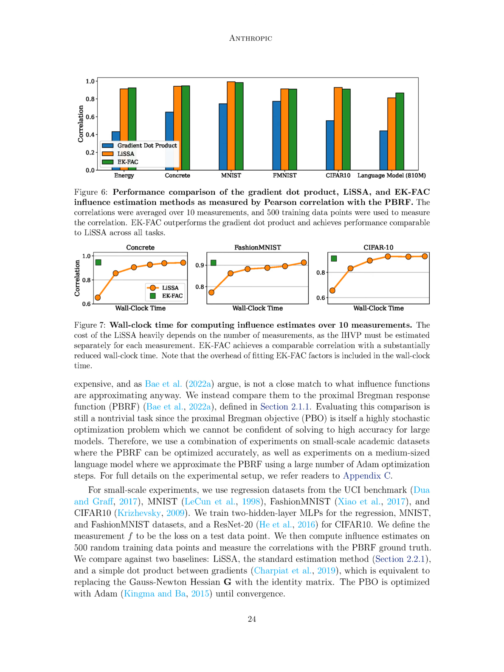This speed advantage of EK-FAC stems from the fact that it only requires matrix multiplications to approximate the Inverse-Hessian-Vector product, IHVP, after computing the EK-FAC factors. On the other hand, LISA necessitates the IHVP solver to be run separately for each measurement.